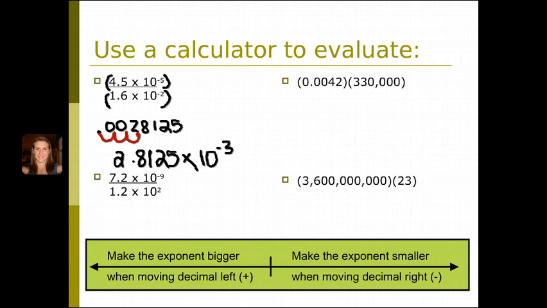7.2 times 10 to the negative 9, if you put this in parentheses, and you divide it by 1.2 times 10 to the second power. You get an answer in your calculator that may look like this: 6e negative 11.